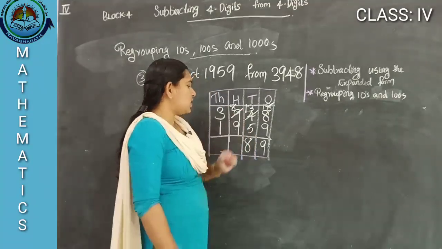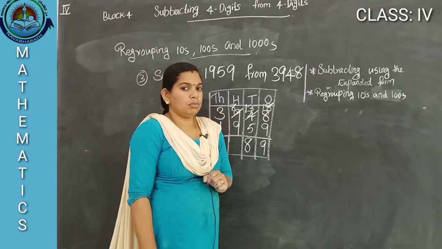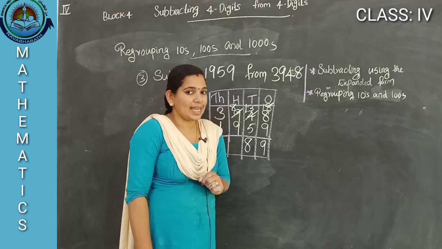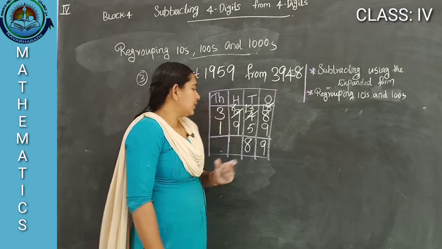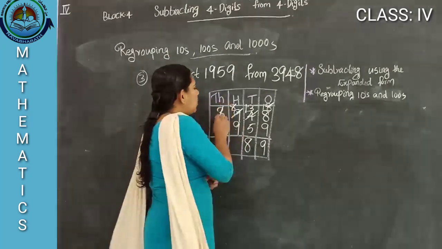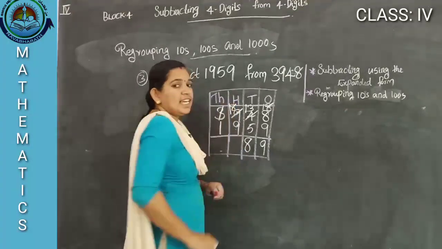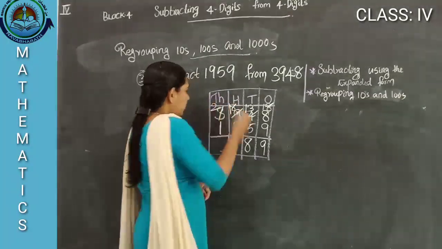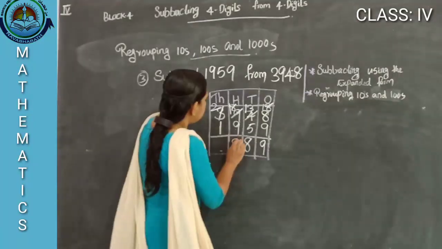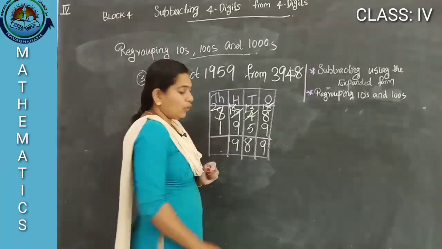Okay. Then 8 minus 9 is possible? No. 8 minus 9, not 9 minus 8. Okay. 8 minus 9, so it's not possible. We are taking 1 from the thousands place. This 8 becomes 18. This 3 becomes 2. 18 minus 9, same way, 18 minus 10, 9. 2 minus 1, 1.